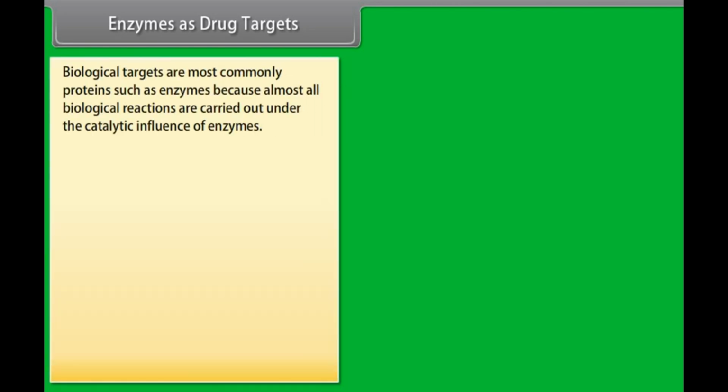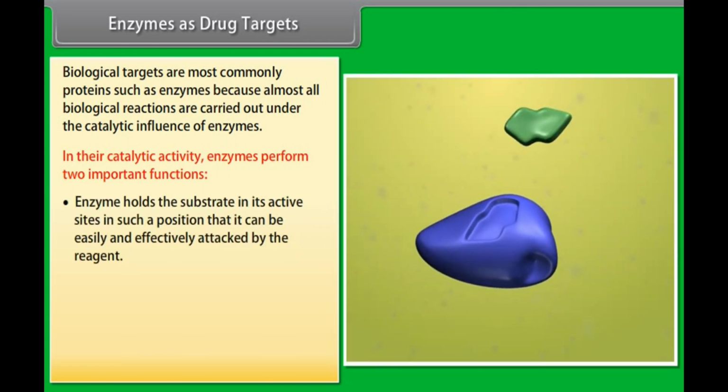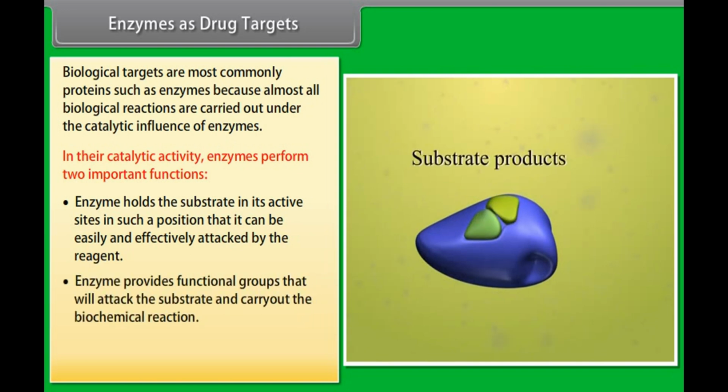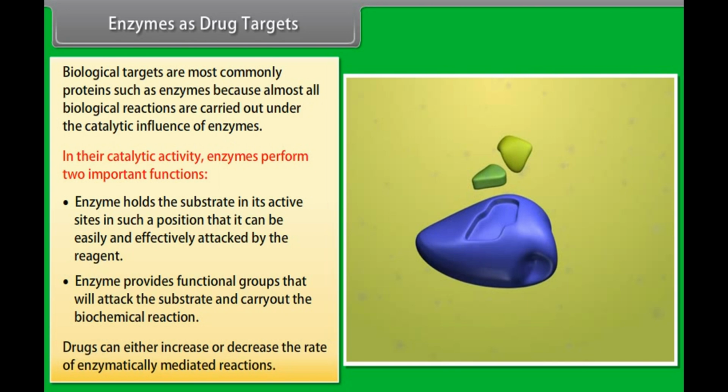Enzymes as drug targets. Biological targets are most commonly proteins, such as enzymes, because almost all biological reactions are carried out under the catalytic influence of enzymes. In their catalytic activity, enzymes perform two important functions. Enzymes hold the substrate in its active site in such a position that it can be easily and effectively attacked by the reagent. Enzymes provide functional groups that will attack the substrate and carry out the biochemical reaction. Drugs can either increase or decrease the rate of enzymatically mediated reactions.